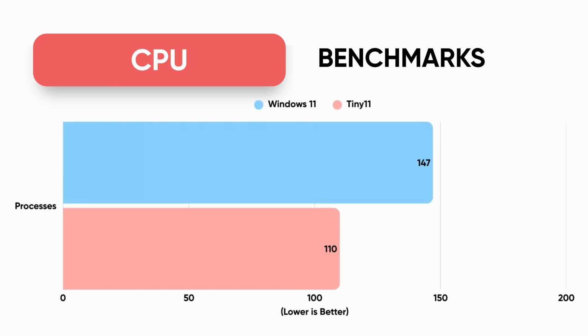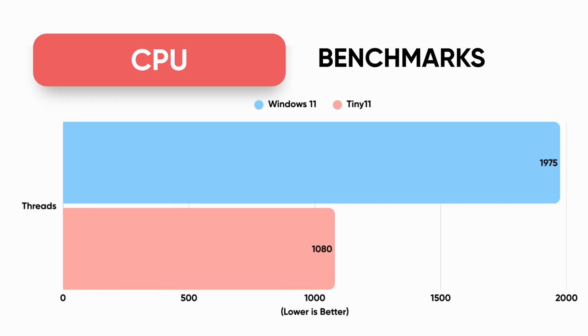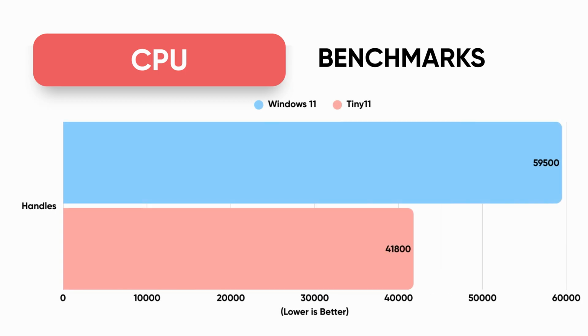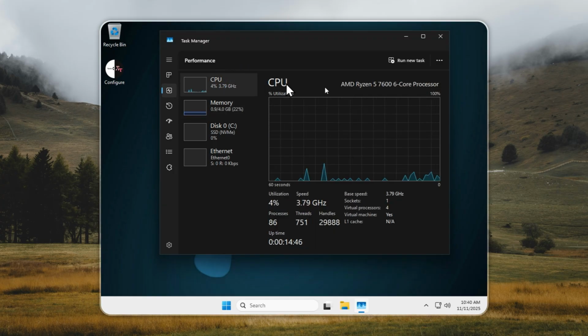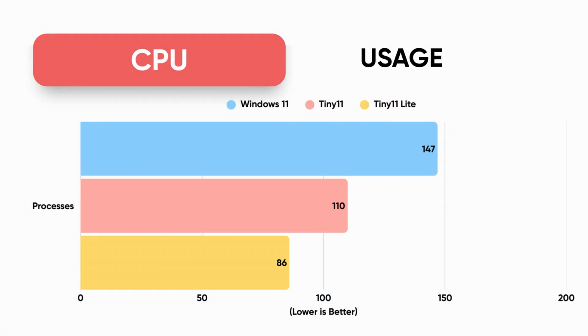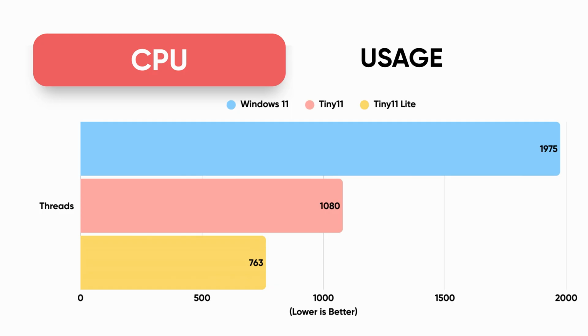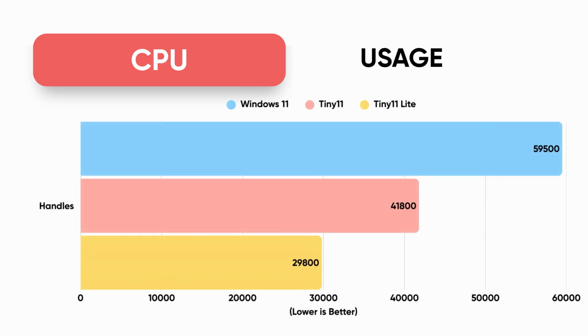Previously, we saw these numbers. Windows 11 had 147 processes, 1,975 threads, and 59,500 handles. Tiny 11 dropped that to 110 processes, 1,080 threads, and 41,800 handles. Now, Tiny 11 Lite takes it even further. Just 86 processes, 763 threads, and 29,800 handles. That's the absolute minimum Windows can run on before apps start crashing.